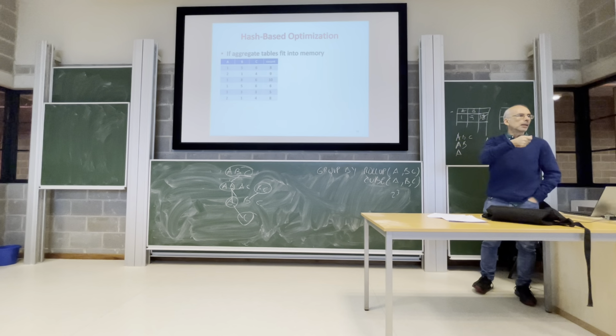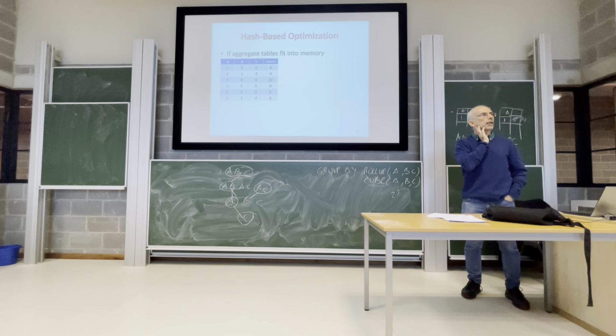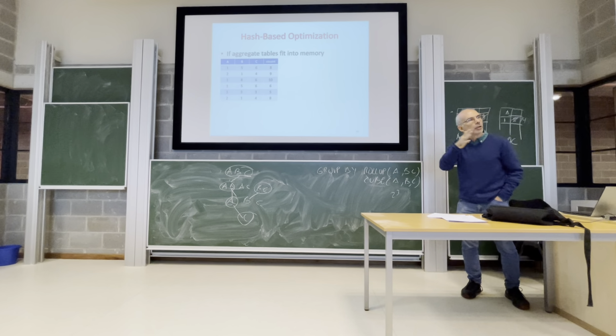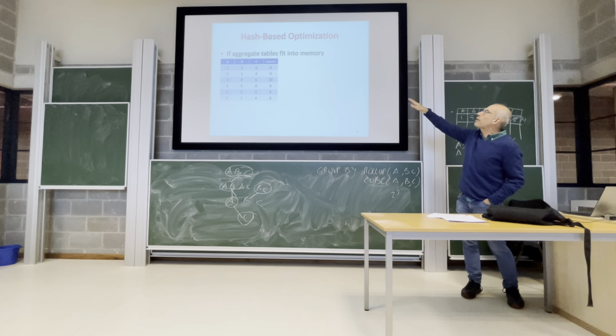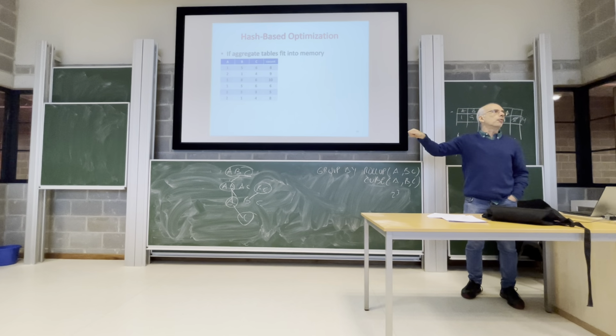So I need a mapping. The word mapping appeared here. The mapping helps us: given a combination of 1, 5, 6, I know that I can look into that drawer.